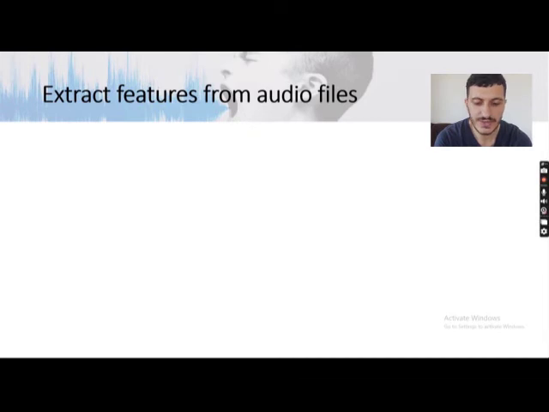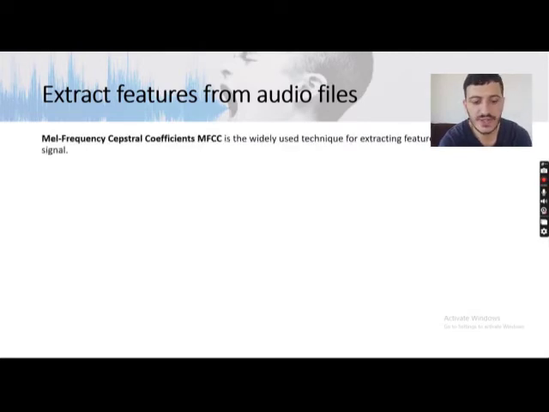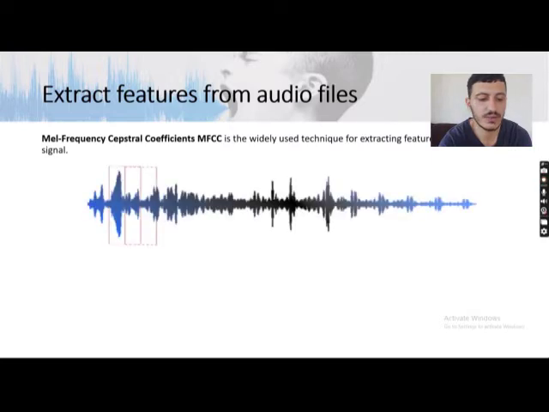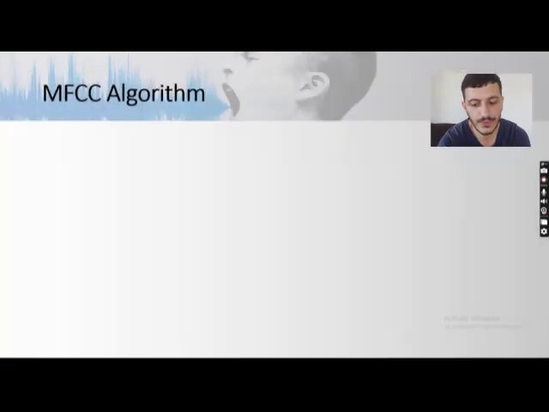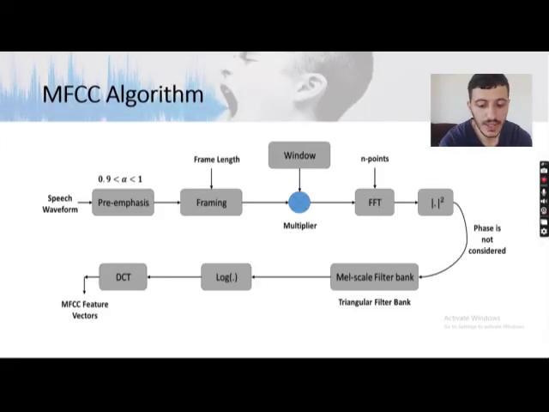Most automatic speech recognition systems extract features from the acoustic signal instead of using the full speech signal due to the large variations in the speech signal. MFCC, mel frequency cepstral coefficient, is the most popular and used feature extraction algorithm. The block diagram of the MFCC algorithm is shown here.